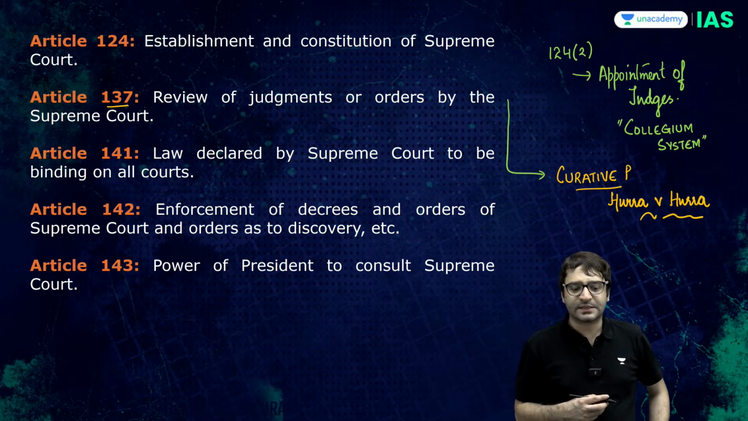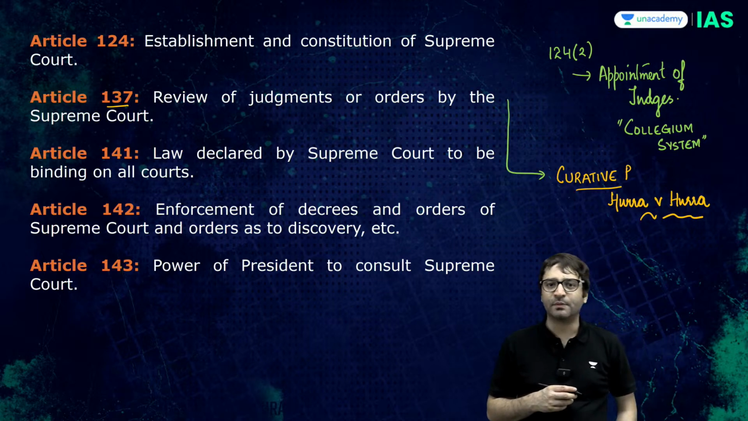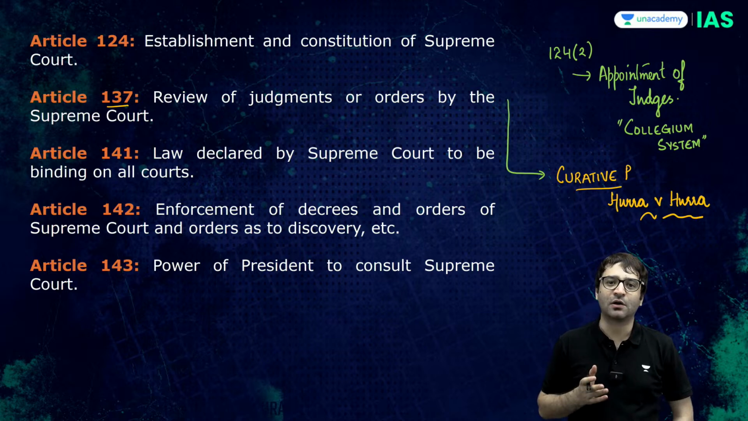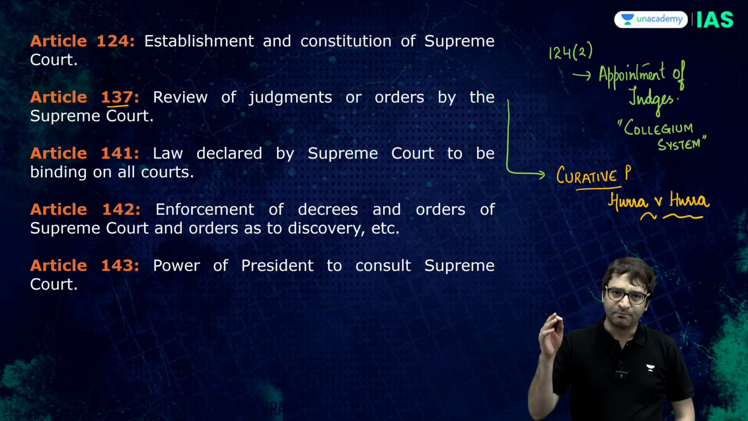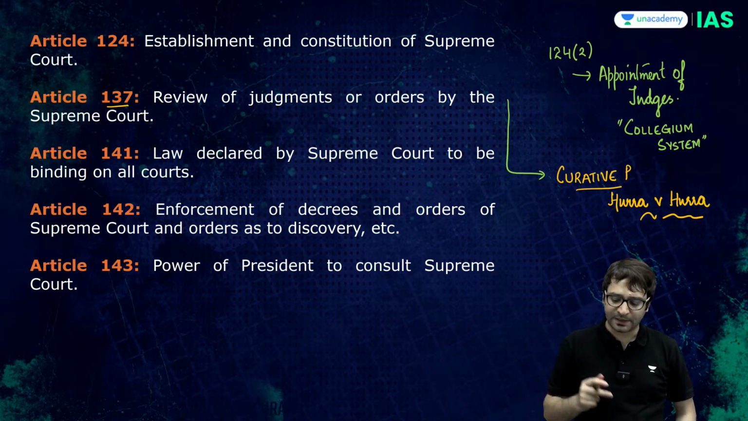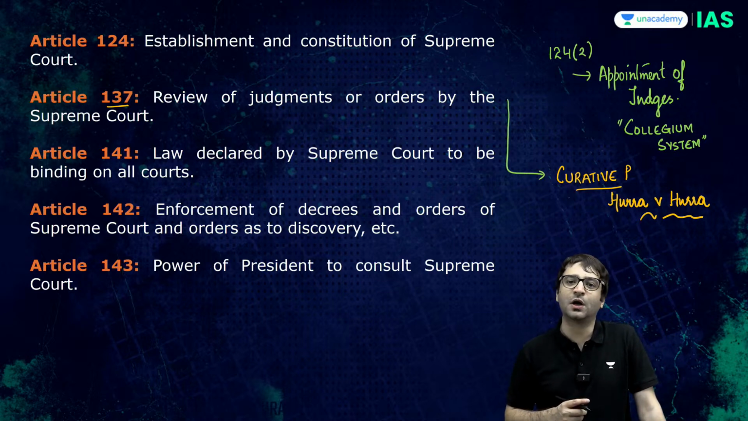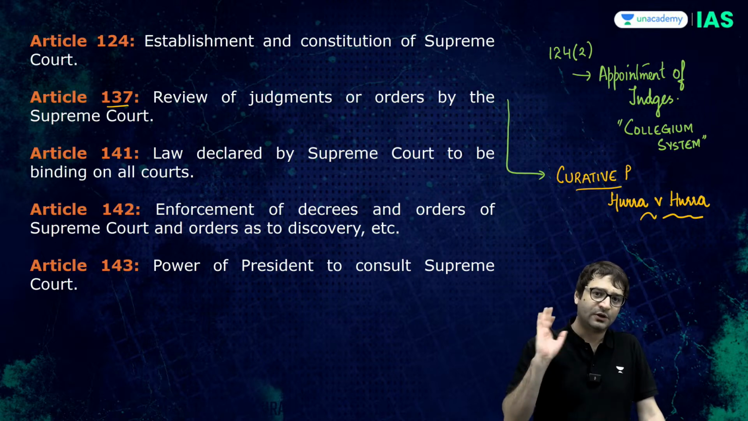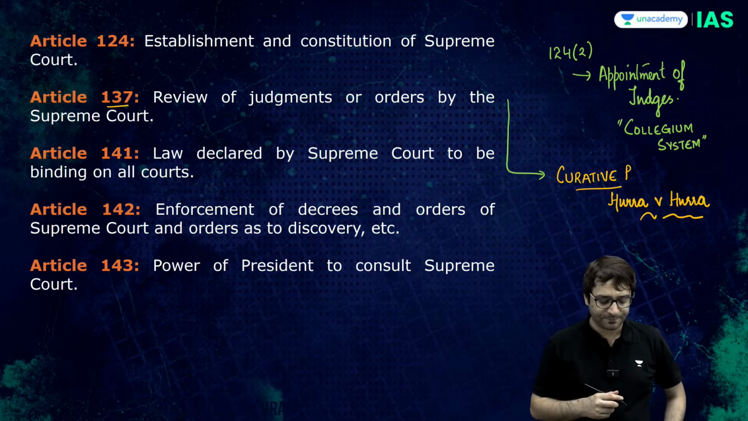Article 141, it says law declared by the Supreme Court to be binding on all courts. Which article of the Constitution mentions that the law declared by the Supreme Court is to be binding on all courts? Article 140, 141, 142, 143. You have to remember it is 141.